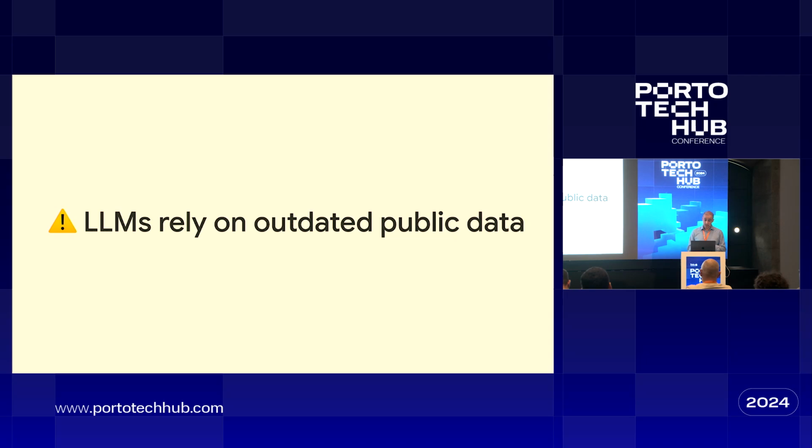All right, another one is that LLMs rely on outdated public data. So for example, Gemini was released at the beginning of this year, so it was trained by the end of last year. So everything it knows is from the end of last year, right? And then also everything it knows is only the public data.